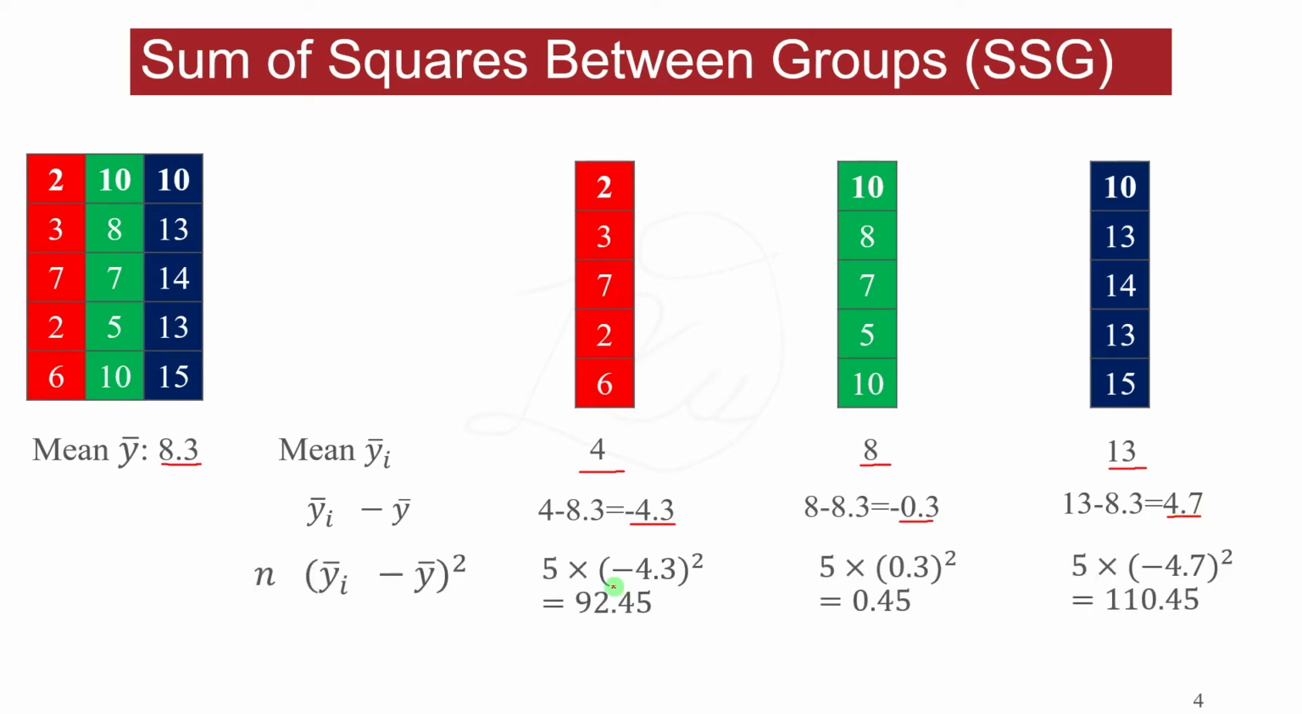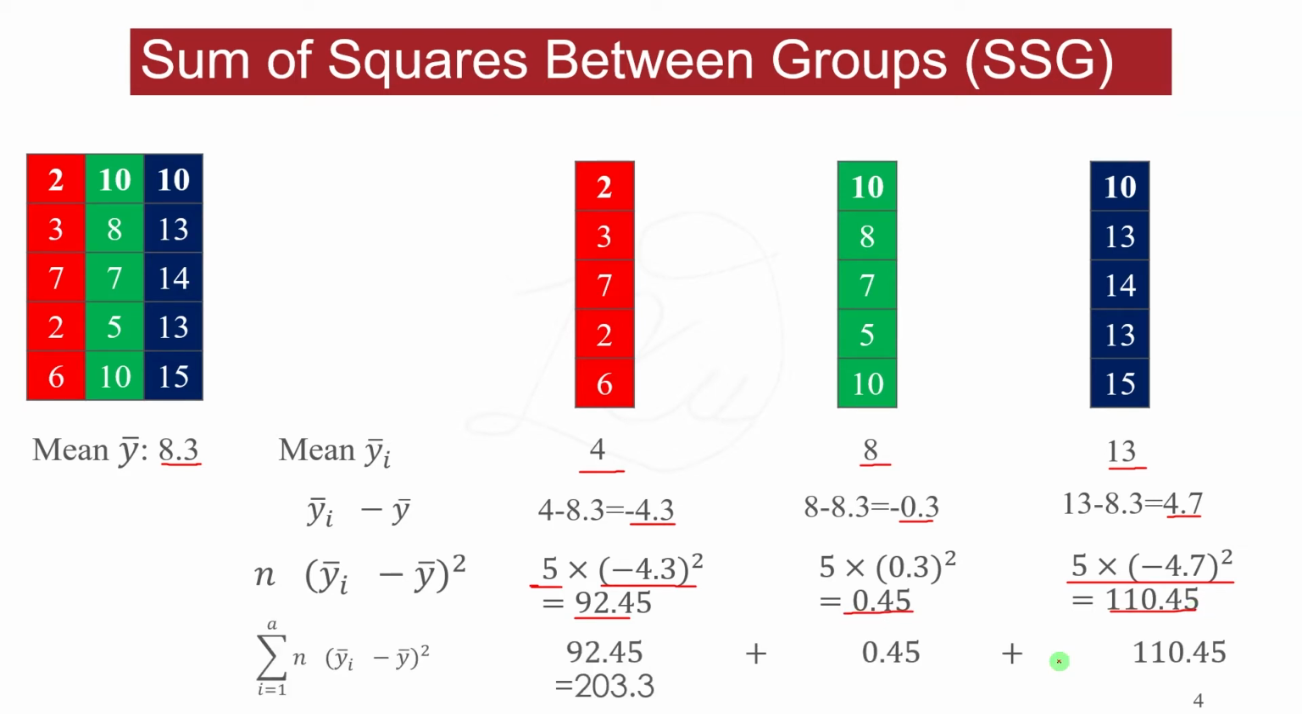Next, we take the square of the above results and multiply by the sample numbers in each group. So each group has 5 samples. So 5 multiply the square of the result here. And we will do the same thing for the second data group and the third data group. The results are here.